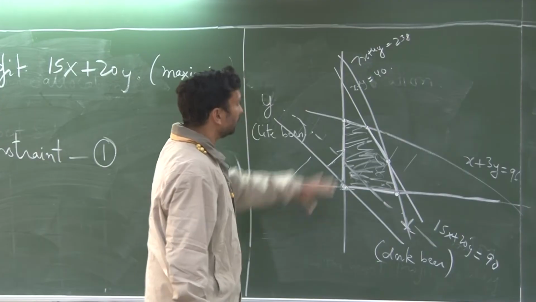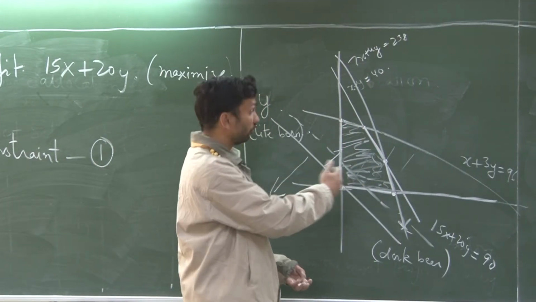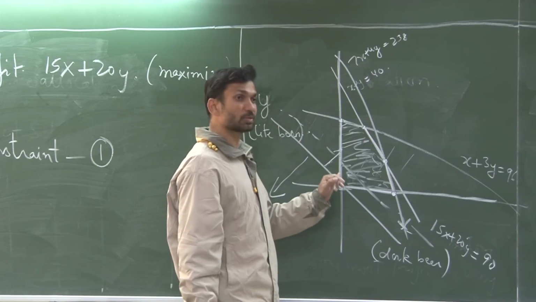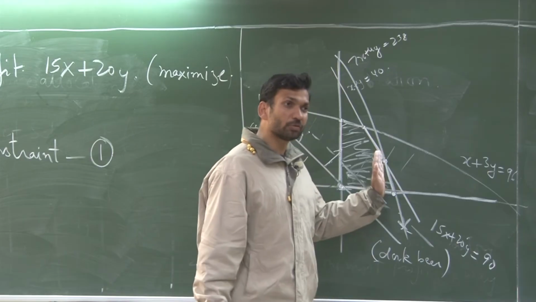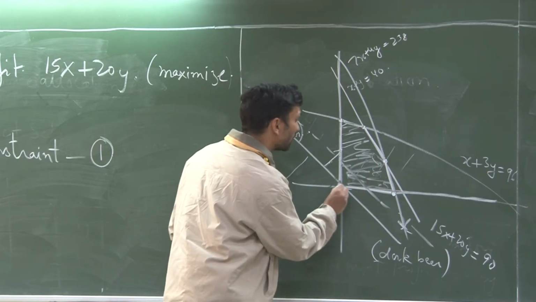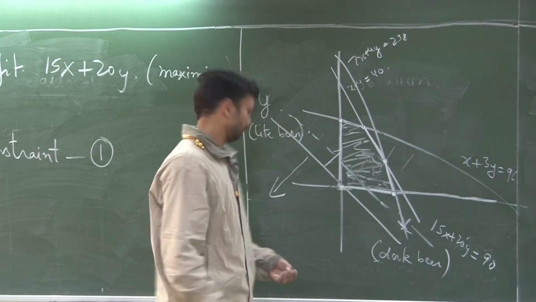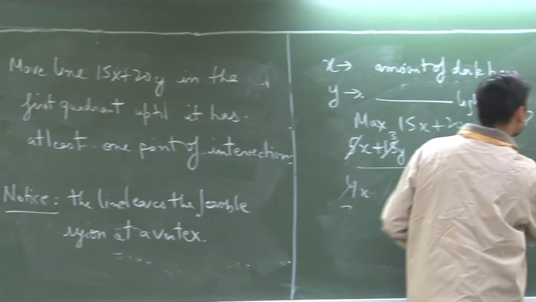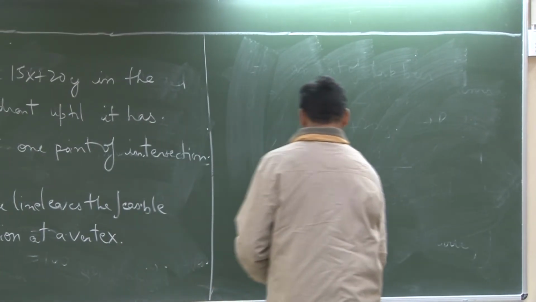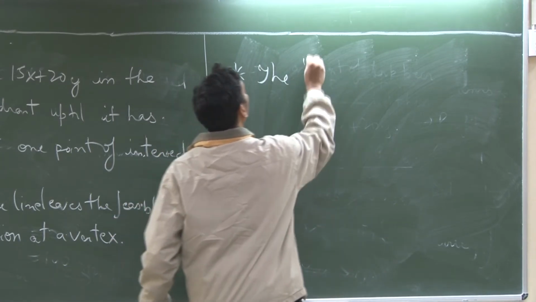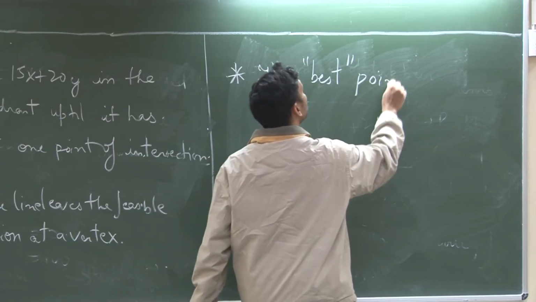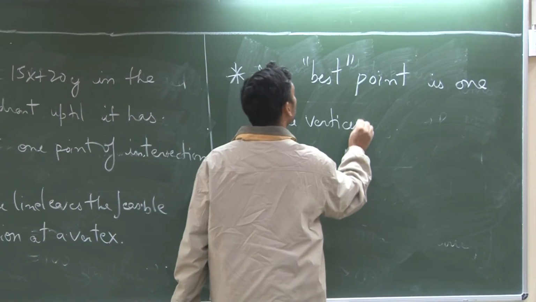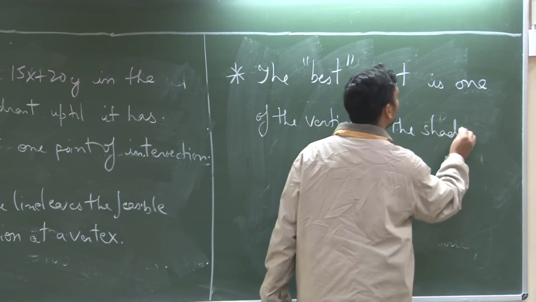How? Previously, we wanted to find out among all such points which is the point which maximizes 15x plus 20y. We had infinite points here and we wanted to figure out where 15x plus 20y is maximum. But by noticing the geometry of the solution, we realized that the maximum has to lie at one of these 5 points. And this observation is critical not just for this problem, but for solving such problems in general. The best point where the profit is maximized is one of the vertices of the shaded region.